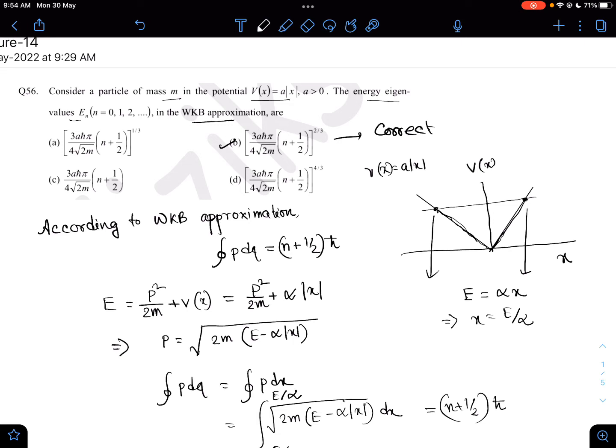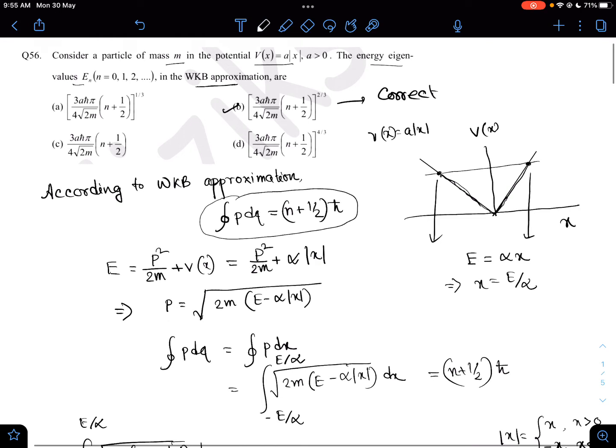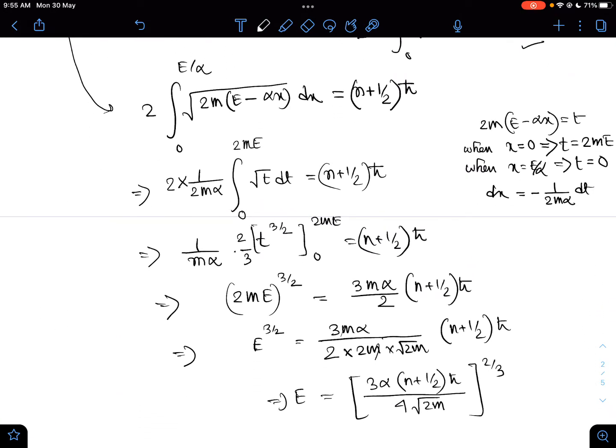You can be given any form of potential, and for the WKB approximation we have to know that this ∮p dx can be replaced by (n + 1/2)ħω, and from the Hamiltonian we can replace the p, and we can find the integration limits. So what will be the integration limit? Whenever the potential energy equals our total energy, that means the kinetic energy of the particle is 0. That is basically the turning point. So by finding this integration limit and evaluating this integral, we can easily calculate the corresponding energy.